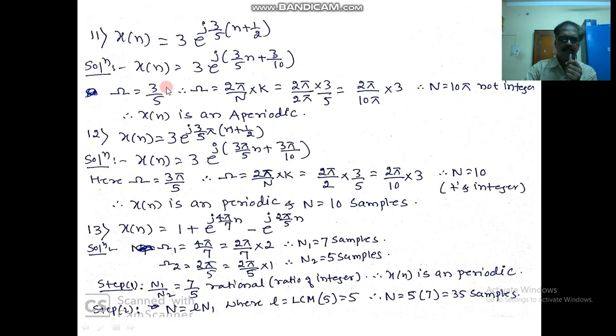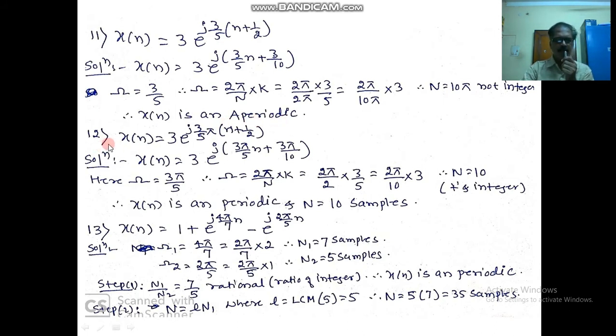But this I have to express in terms of 2 pi by n into k. Here there is no 2 pi. Hence I have to multiply and divide by 2 pi. Therefore 2 pi I multiply and divide by 2 pi. And here omega equals what? 3 by 5. This equals 2 pi as it is, so 5 to the 10, 10 into pi, 10 pi into 3. This is 2 pi by n into k. Therefore here n equals 10 pi. Now n, 10 pi, is not an integer. Therefore the given signal is not a periodic signal.